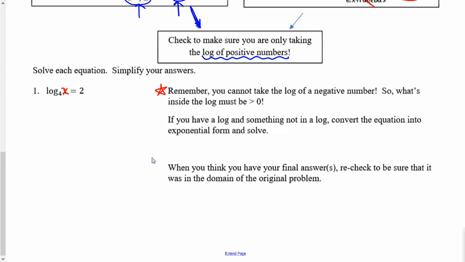All right, this was already condensed, so I don't have to worry about condensing anything. I can jump straight into converting forms. My base was 4. The x used to be with the 4, so the x is now going to be on the other side. The 2 used to be by itself, so it will now be the power for 4. 4 squared is 16. I get my solution. I get x equals 16, which is a fine answer to check it because 16 is good inside my logarithm.